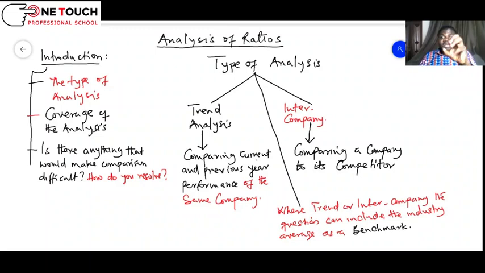The type of analysis. Maybe you are doing an intercompany analysis. This report includes an intercompany analysis of One Title Limited and its competitor, Tips Limited, together with industry averages. Full stop. You are done.